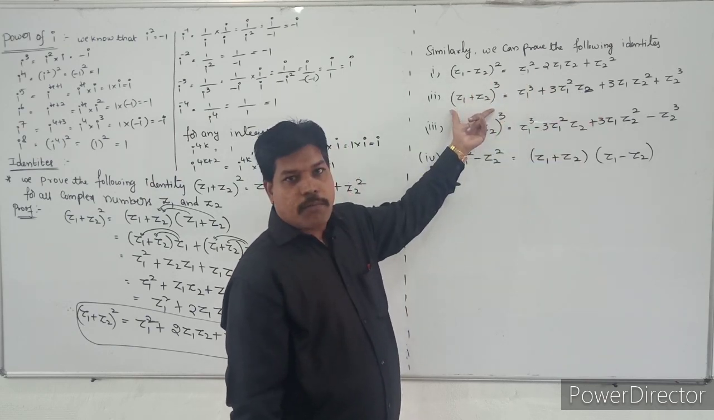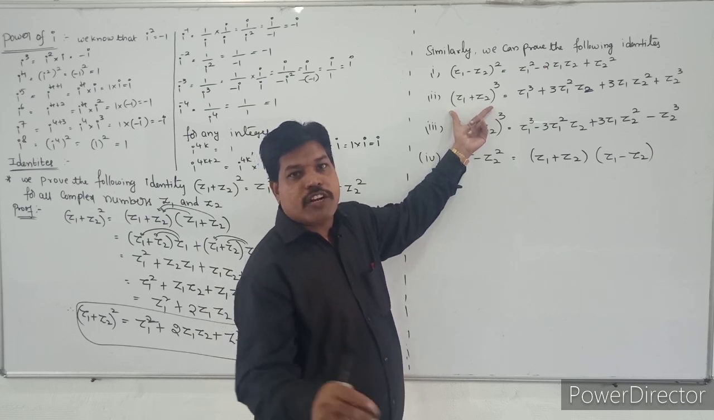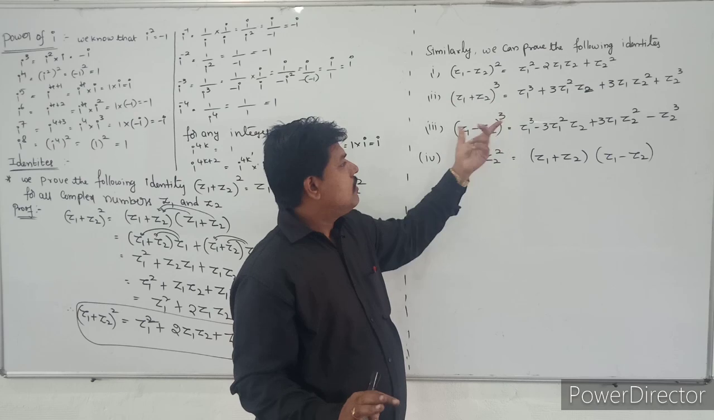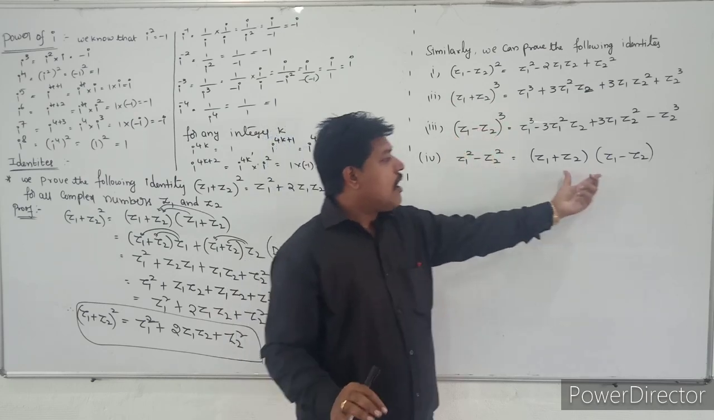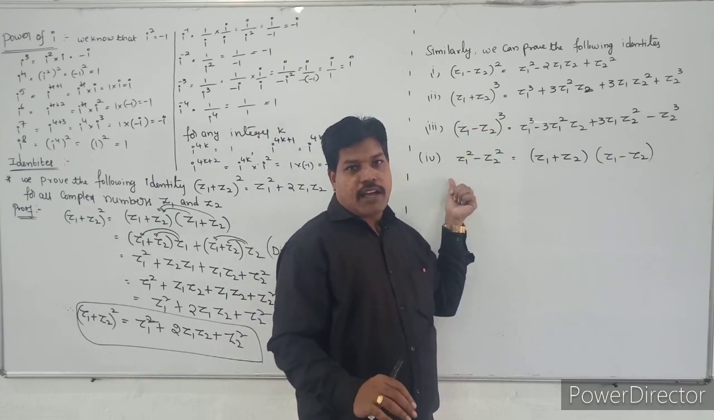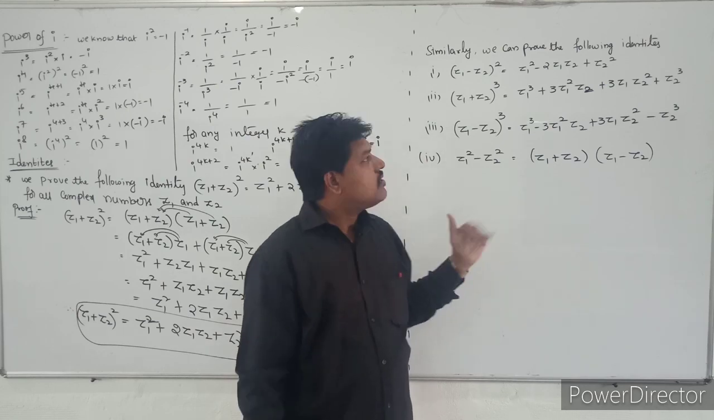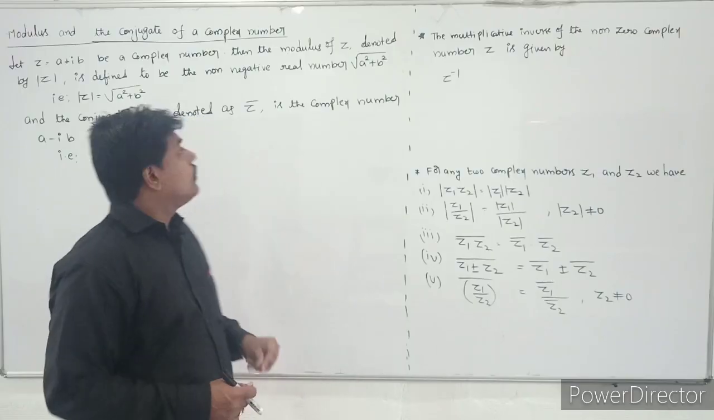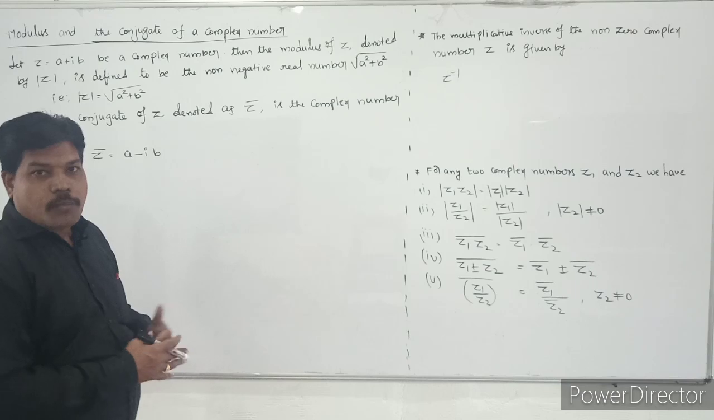For this one, (Z1 plus Z2) whole cube, what can we do? (Z1 plus Z2) whole square into (Z1 plus Z2). Just multiply that. It is also the same. Take the RHS, multiply, and you will get the LHS. So try these conditions.